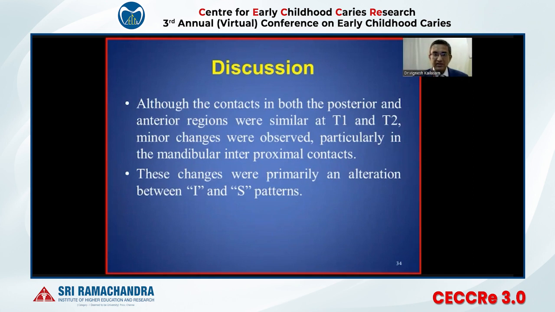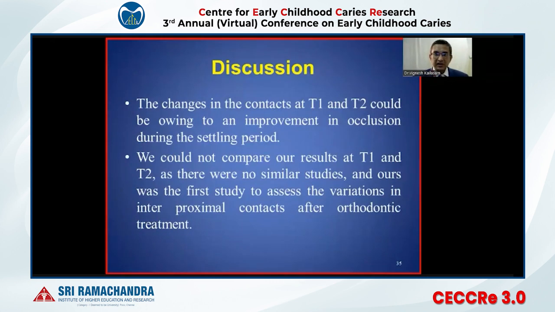So what were the minor changes which were more commonly observed in the mandibular teeth? These were seen in the posterior dentition, where an I pattern changed to an S pattern or vice versa. These changes in the contacts at T1 and T2 could be due to one of two reasons. The first reason being an improvement in the occlusion during the settling period, or it could be relapse. We could not compare our results at T1 and T2 as there were no similar studies, and ours was the first to assess the variation in interproximal contacts after orthodontic treatment.